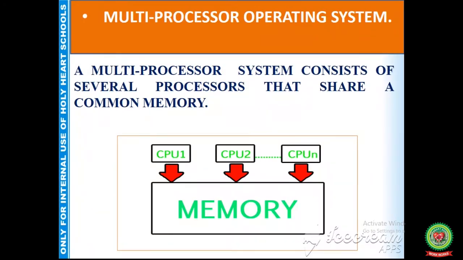Next operating system is multiprocessor operating system. A multiprocessor system consists of several processors that share a common memory. Like you can see in this picture, there are a number of processors and they are sharing a single memory. So this is a multiprocessor operating system. Execution of several tasks by different processors at the same time increases the system's performance. So multiprocessor operating system provides higher computing power.